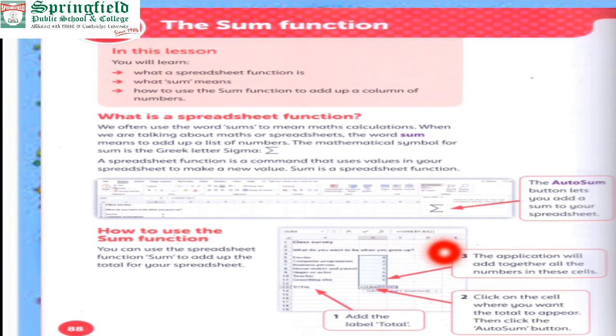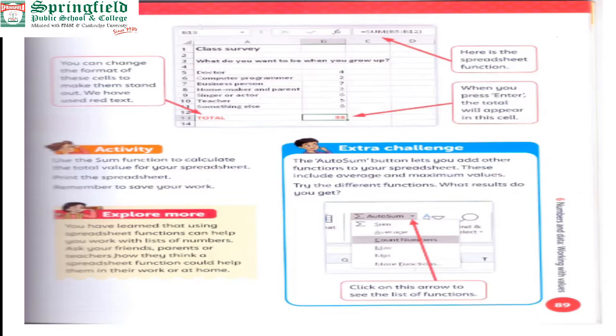First add the label total, then click on the cell where you want the total to appear, then click the auto sum button. The application will add together all the numbers in this cell. Here we want our number. So in this way we can display the numbers.